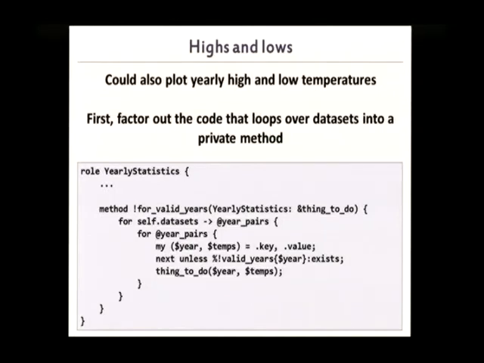Finally, and I won't go too much through the code, what I did at the end was calculate the high and low temperatures. I just want to show you in this code that I factored out a way of taking a thing to do, just looping over the data sets, skipping those that are not in a year that we have data from all the data sets for, and then I just call the thing to do and pass in the year and the temperature. And that ampersand there is just a way of taking a piece of code. It's the way that you can do the higher order programming stuff, which is kind of nice.